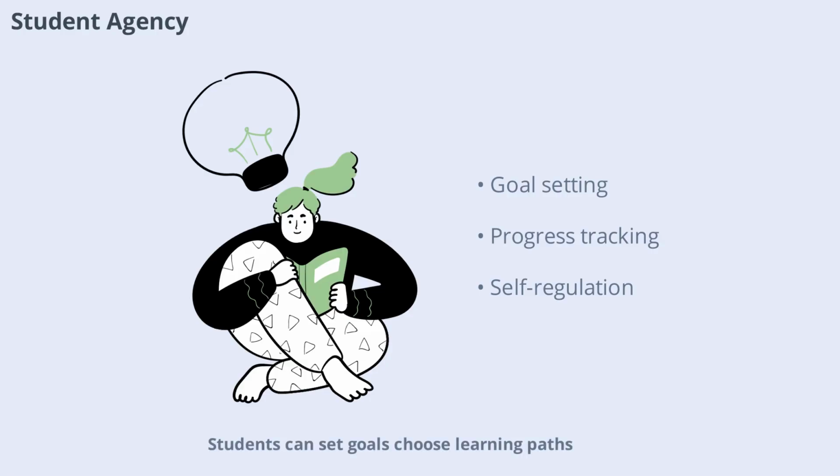Adaptive learning platforms encourage student agency by giving learners more control over their educational journey. Students can set goals, choose learning paths, and monitor their progress through dashboards and reports. This sense of ownership increases motivation and engagement, as students see the direct impact of their efforts. By fostering independence and self-regulation, adaptive learning prepares students for lifelong learning and success beyond the classroom.